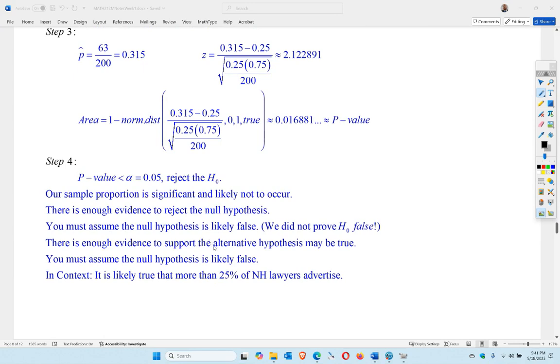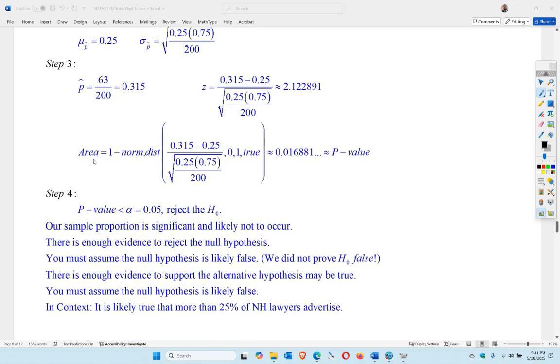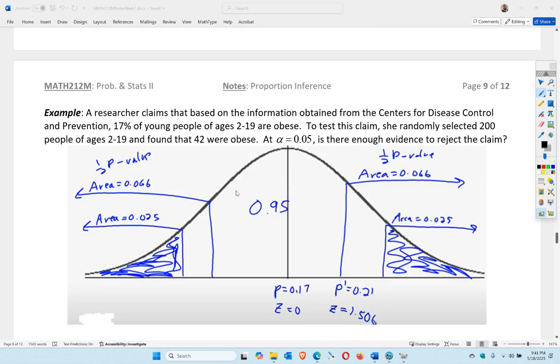There's enough evidence to support the alternative hypothesis. In context, it's likely true that more than 25% of New Hampshire lawyers advertise. So the default belief for most lawyers is 25%. In New Hampshire, we think it's different, and we think we proved otherwise. Are we absolutely sure? We are not sure. Okay. But we hedged our bets. So that's a right-hand test. So you have to do 1 minus to get the area there, essentially.